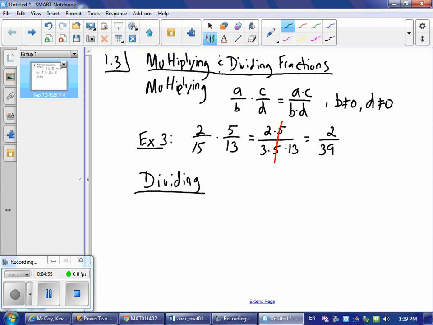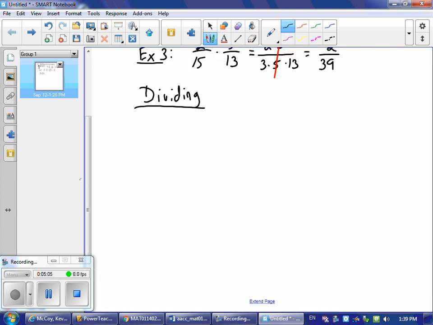So dividing. The general idea for dividing, and you've probably heard this before, and I'll try to explain why it works, is that if I have A over B divided by a fraction, C over D, the rule is you keep the first fraction, and whenever we divide fractions, you actually multiply by the second fraction's reciprocal, which would then be D over C. And then you multiply straight across the top, and we'll get AD over BC.